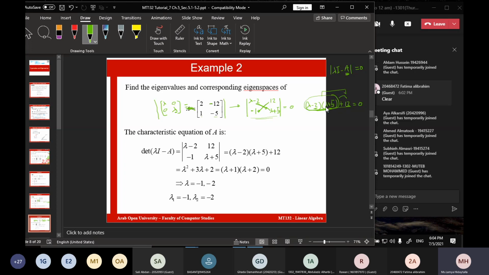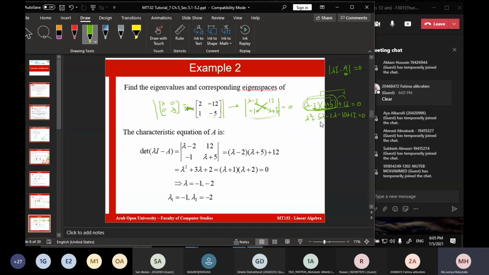So lambda times lambda is lambda square, and lambda times 5 is 5 lambda, minus 2 times lambda, minus 2 lambda, minus 2 times 5, minus 10, correct? And then plus 12, this is equal to 0. So 5 lambda minus 2 lambda is 3 lambda. So our equation will be lambda square plus 3 lambda plus 2 is equal to 0.